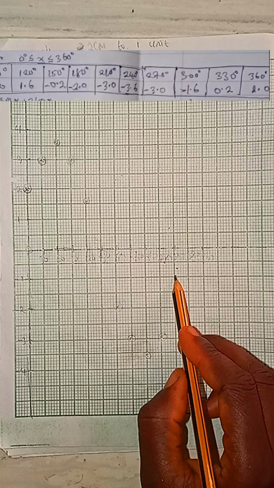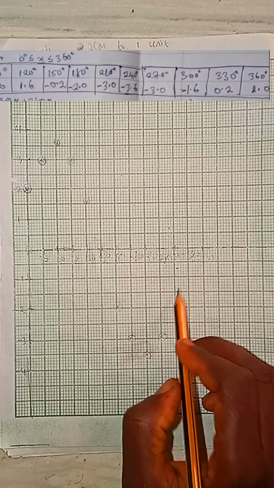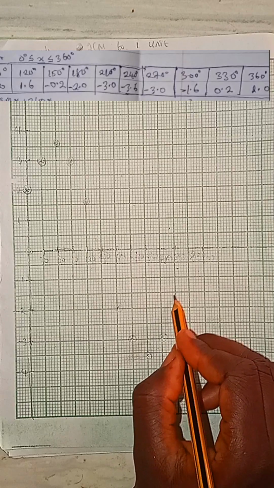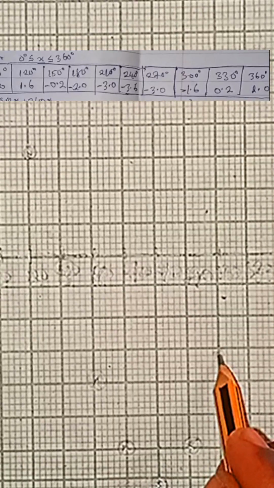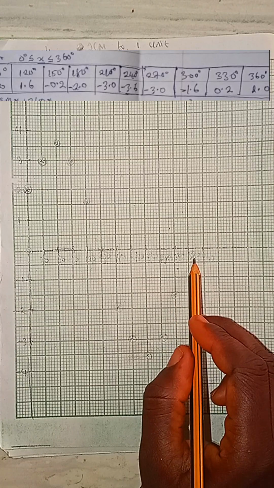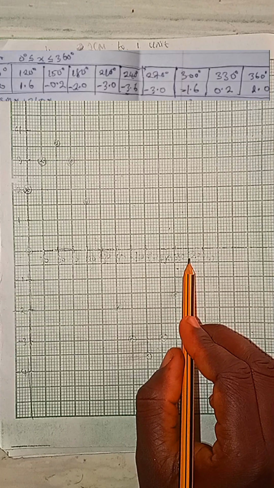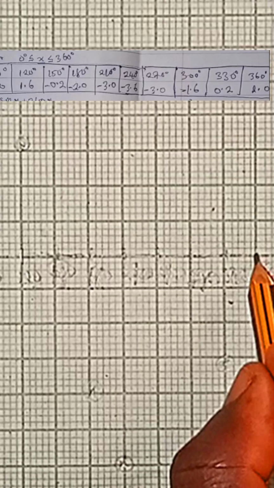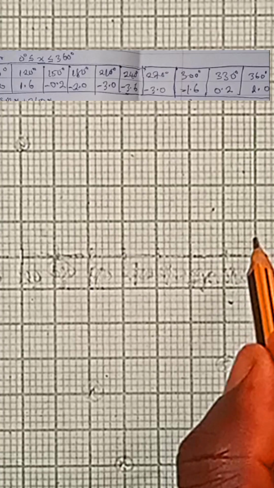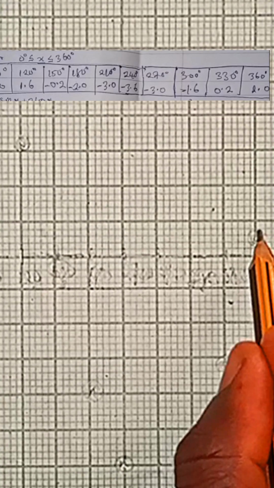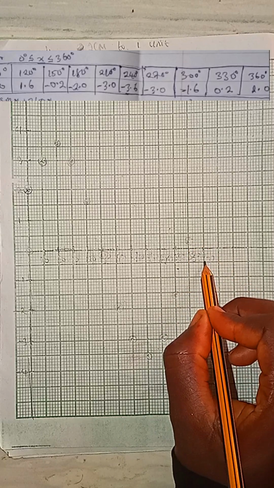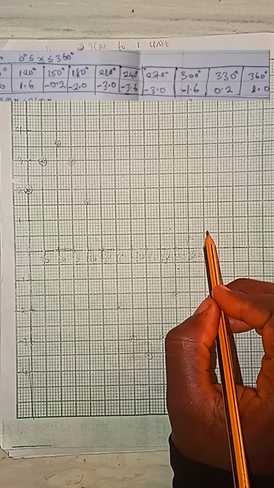y is minus 1.6. This is minus 1. The next thick line is minus 1.5. After the thick line, the next line is minus 1.6. When x is 330 degrees, y is 0.2. The thick line is 0. The next line is 0.1. The second is 0.2. When x is 360 degrees, y is 2.0 up.